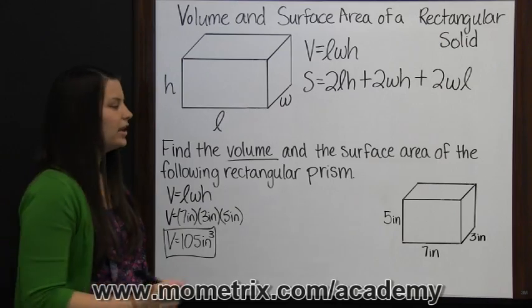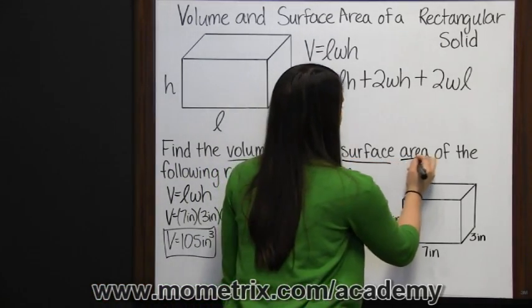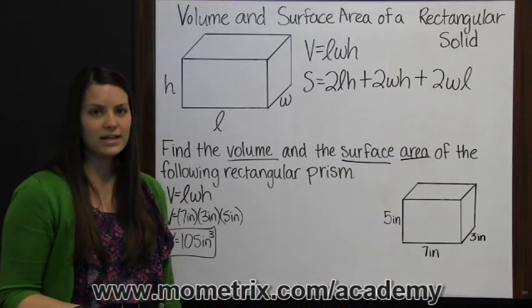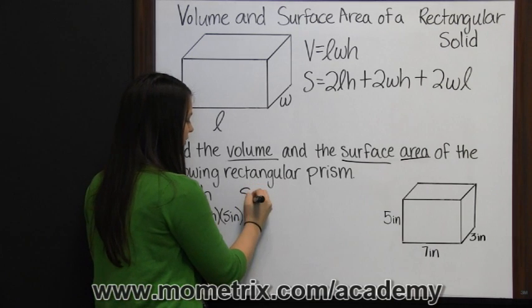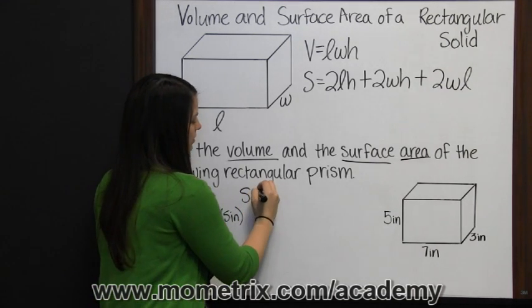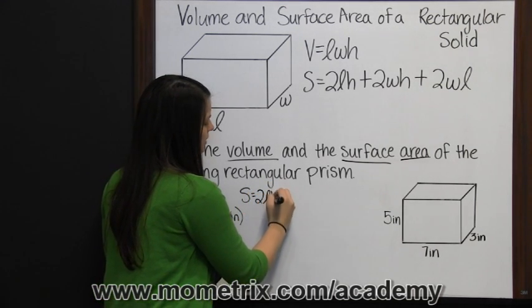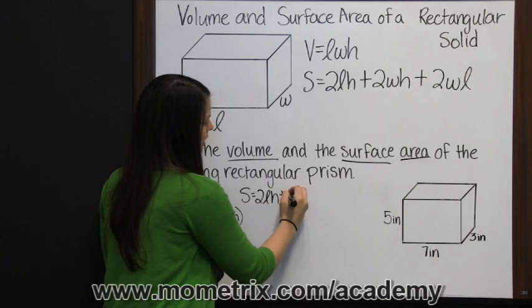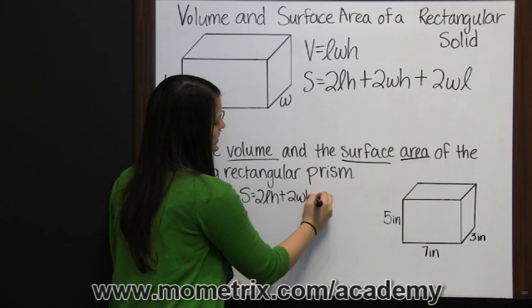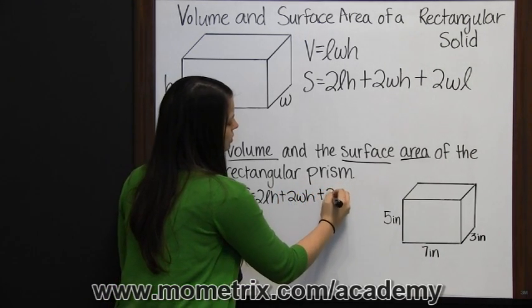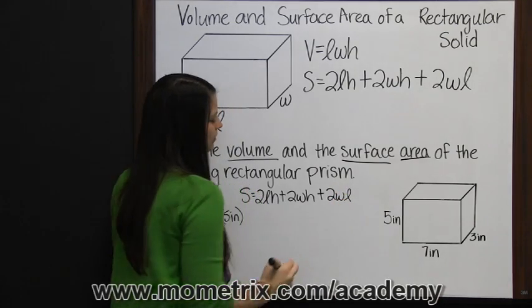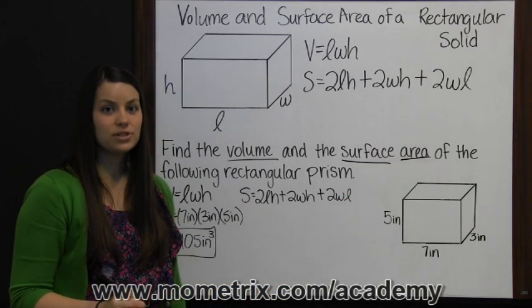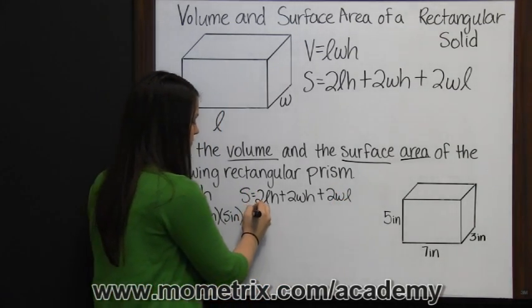Now for surface area. First, again, we're going to write down the formula. So surface area is found by multiplying 2 times the length times the height, plus 2 times the width times the height, plus 2 times the width times the length. And now we'll substitute in our dimensions.